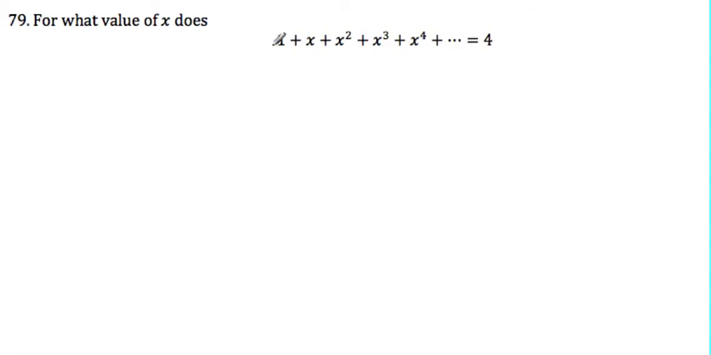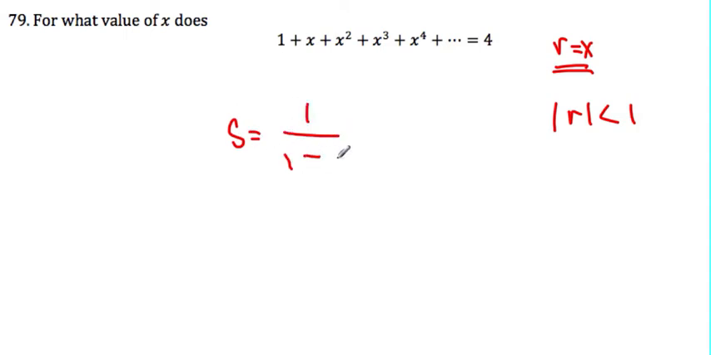So when you look at the series 1 plus x plus x squared, and as it goes on, which adds up to 4, you have to realize that this one is in fact a geometric series because the term right after the first term is found by multiplying by a constant ratio. In this case, r will be equal to x. Now, assuming that |r| is less than 1, we can establish that the sum, which is the first term, 1, over 1 minus the ratio, x, has to be equal to 4.